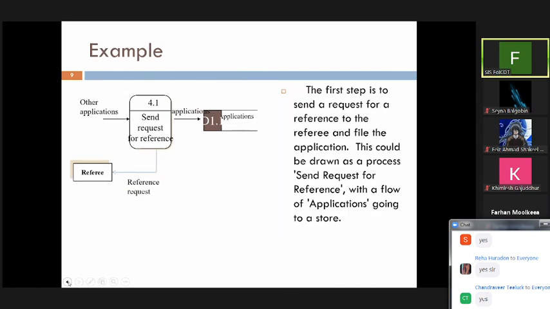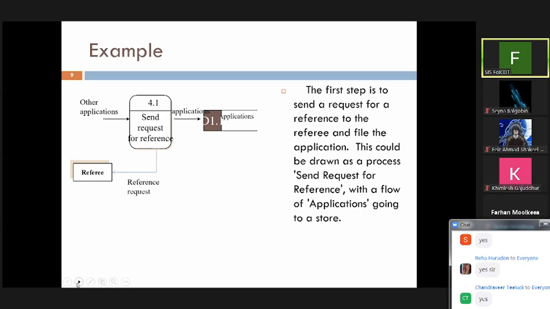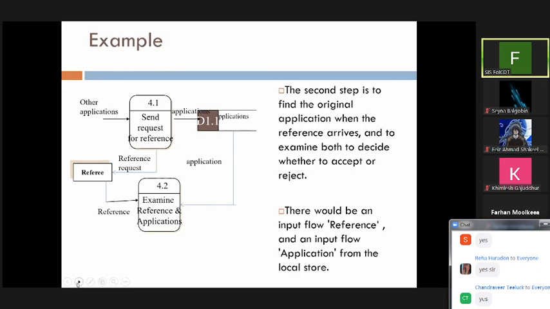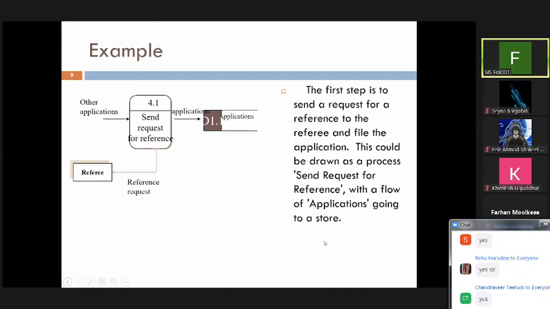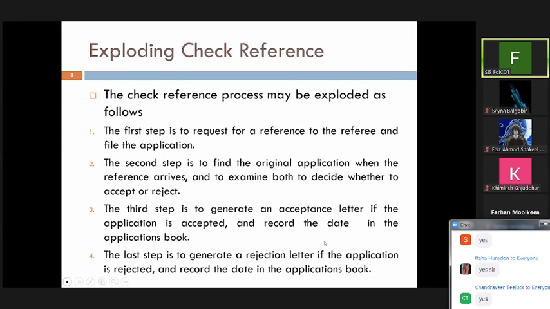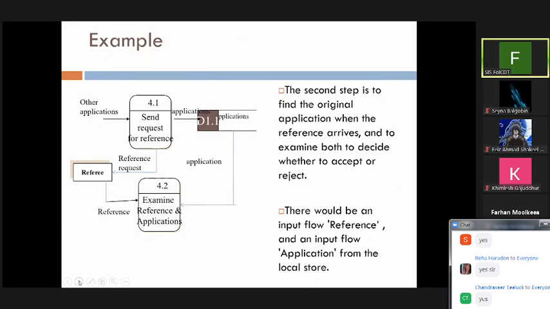The third step is to generate an acceptance letter if the application is accepted and record the date in the application book. So let's see that. Generate letter of acceptance. There's a letter that goes to the applicant and there's a date that goes to the application book. The application book we are taking from the high-level diagram. So entities and data stores from the high-level diagram can be shown, and we are showing them in that diagram.